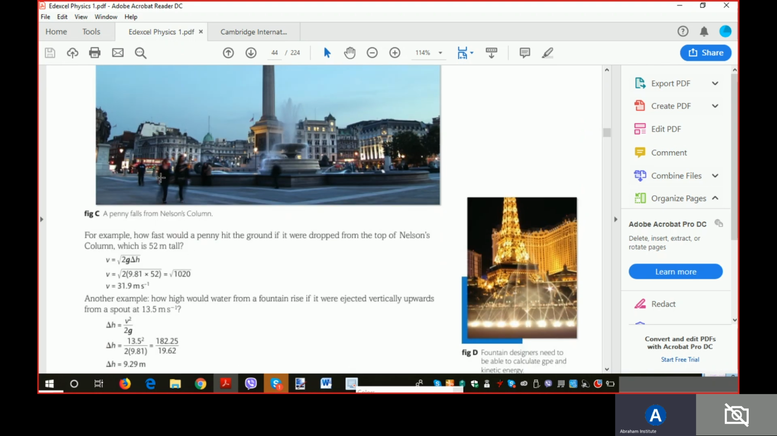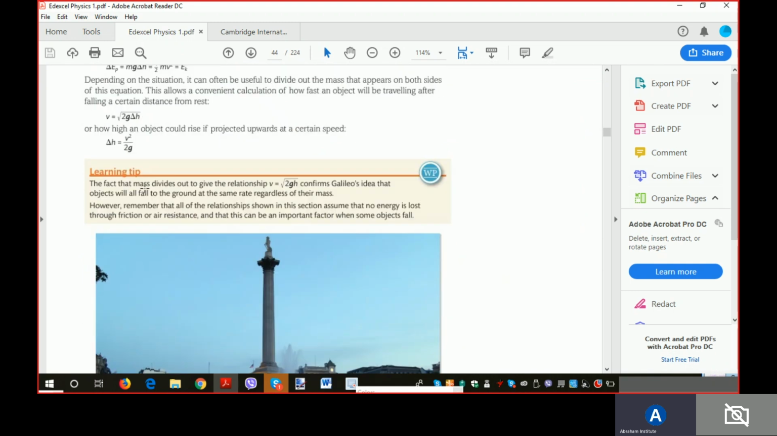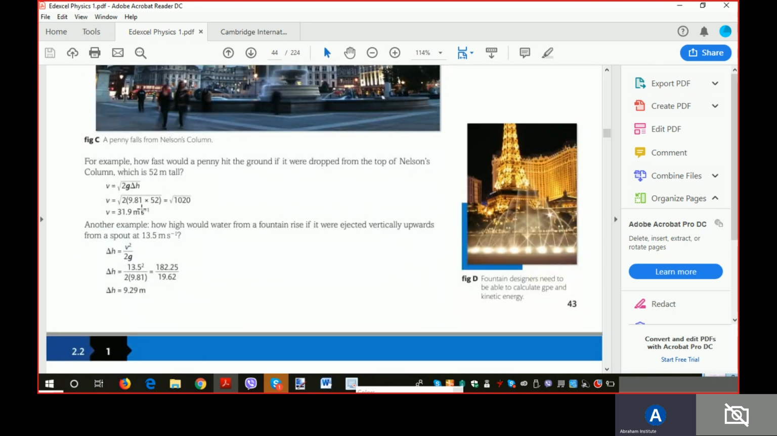So then we can use this equation which we got from here by setting the kinetic energy equal to gravitational potential energy. Then we get this. Okay, and we know the height. They tell us that is 52 meters. So we substitute that, g is 9.81. Using this, vertical downwards, we get 31.9.